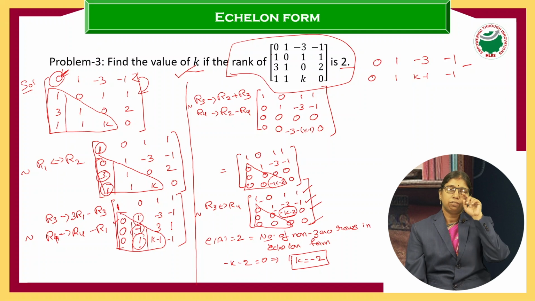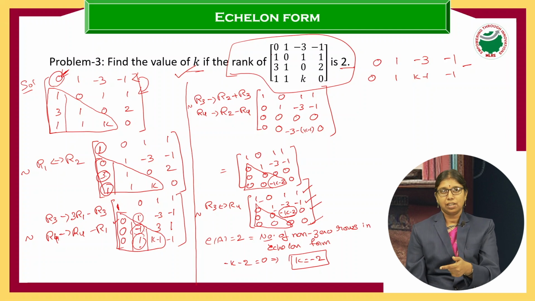So using echelon form, you can solve unknown parameters like this also. So this is another model of this problem. With this, I'll complete the echelon form. I explained 2 problems, and the third one is a different model problem. In the next session, we'll go with the next concept, canonical or normal form. Thank you.